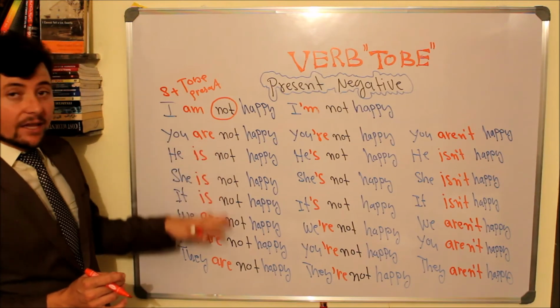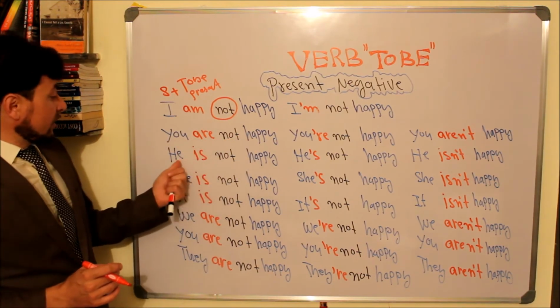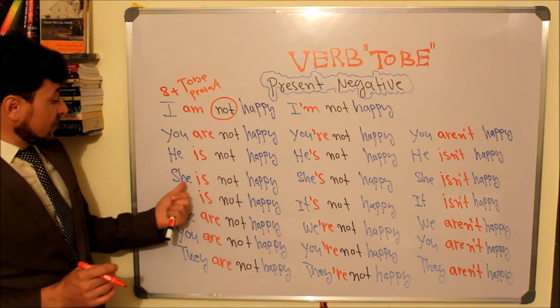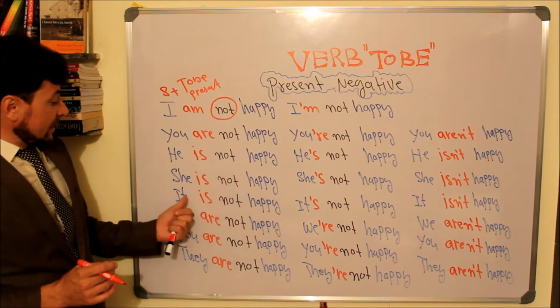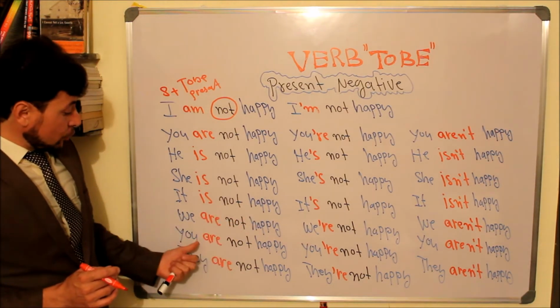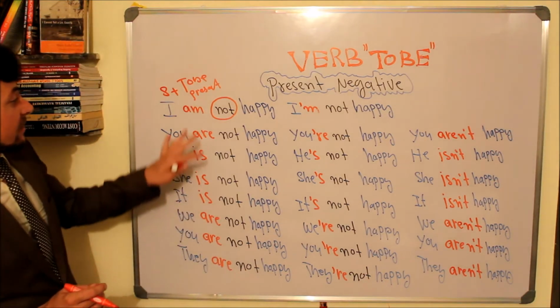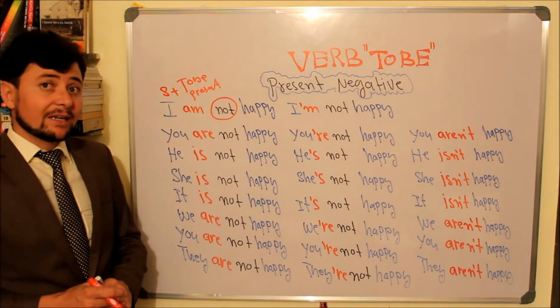So let's look at the other sentences. You are not happy. He is not happy. She is not happy. It is not happy. We are not happy. You are not happy and they are not happy. So this is the full form of verb to be in negative.